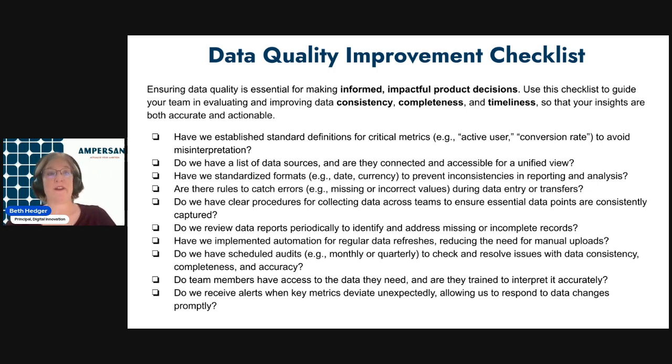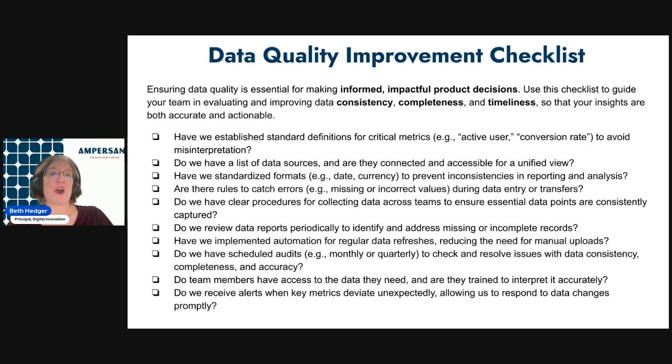Do you have standard definitions for the key metrics that everyone is paying attention to? Where is all the data? Where is it located? Can you access it easily? And is there a place that you can bring it together and make it harmonized so that you can get the insights you want? Do you review periodically whether or not the data is giving you what you think it should and that there's not any anomalies showing up?